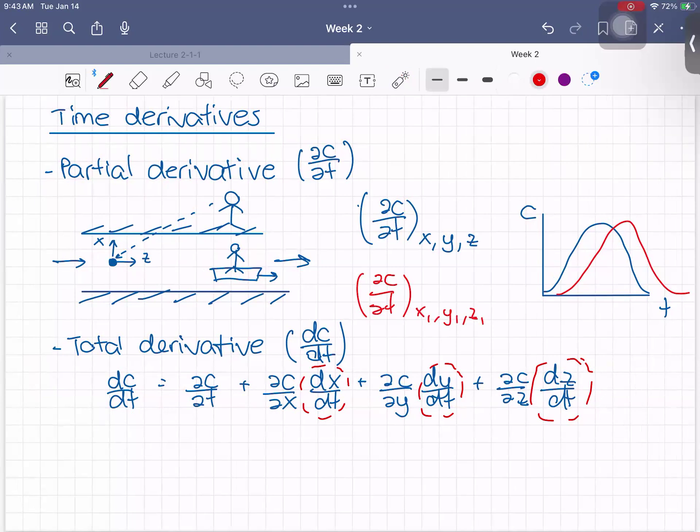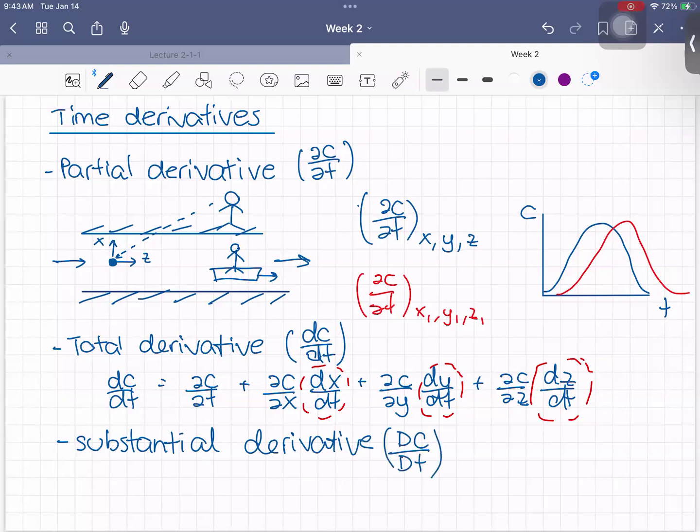All right, and the last one is the substantial derivative, which is capital D, dt. Everything looks similar, right? Everything is dc by dt. Right now, for the substantial derivative, it's going to be different.